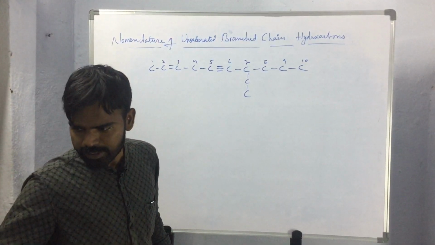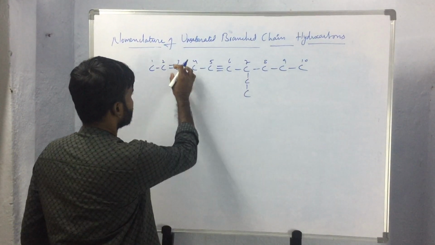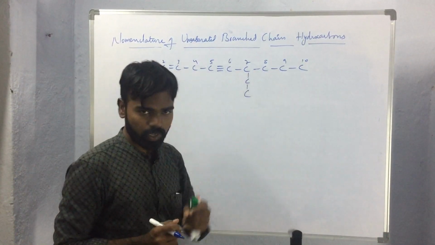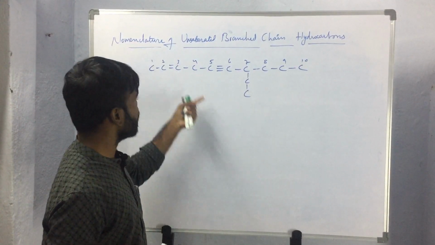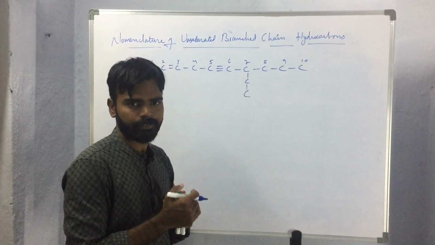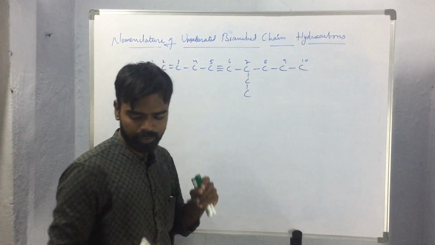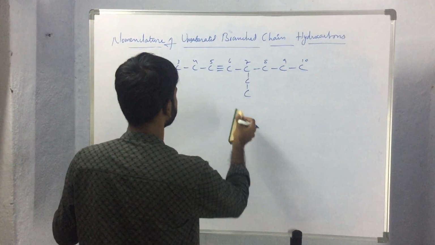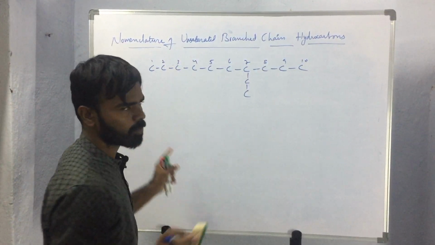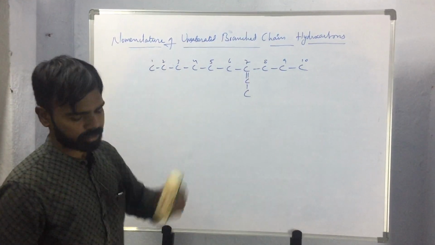So far we have seen the nomenclature of unsaturated branched chain hydrocarbons if the unsaturation is present in the parent chain. What if unsaturation is present in the side chain? So how to name such kind of compounds? We will see. So the same compound I am taking, let us consider the unsaturation is present here.